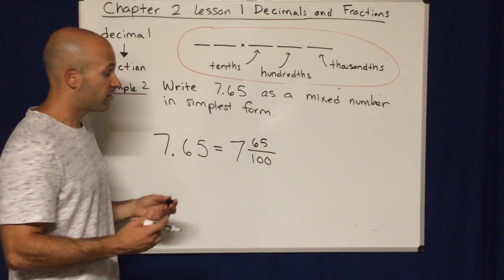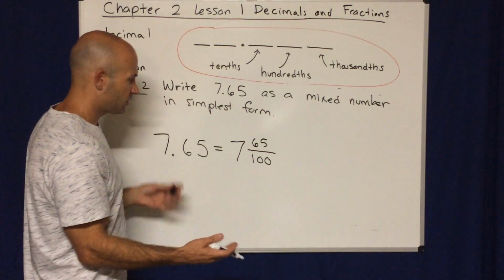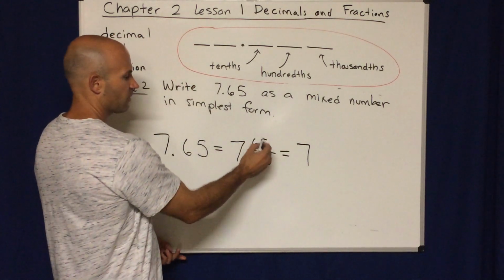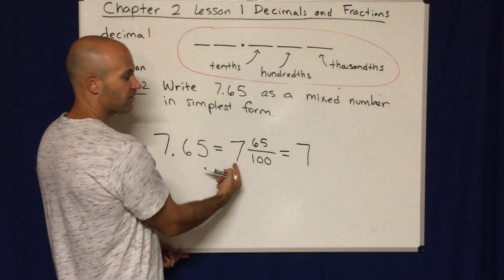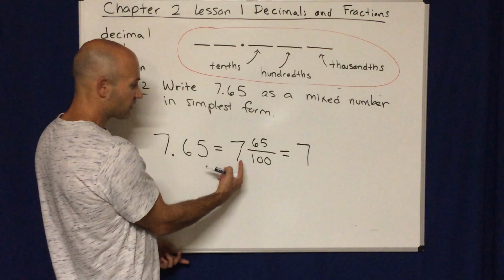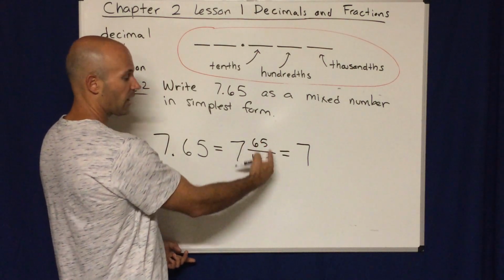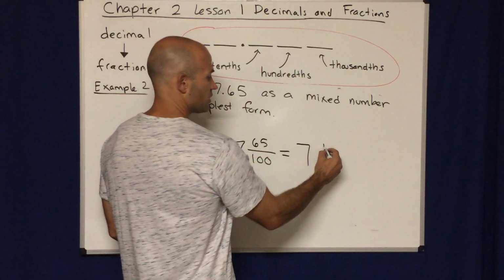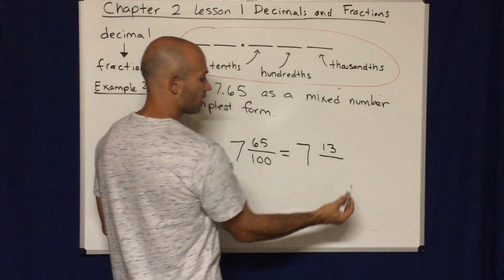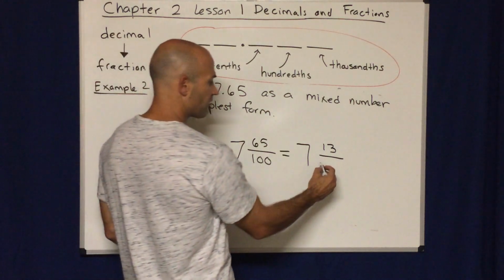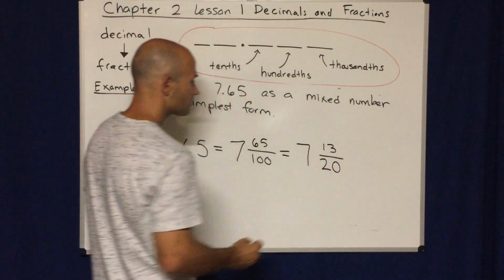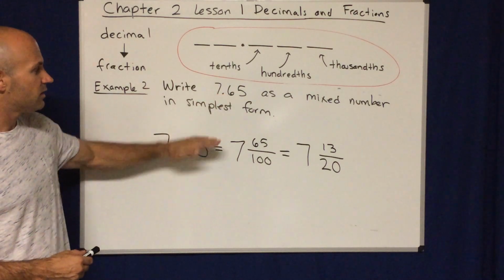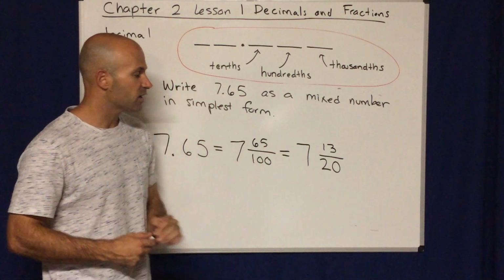Both those numbers are divisible by 5. If you weren't so fast to see that, no problem. Divide the numerator here by 5 and the denominator by 5. The 7 remains perfectly still. You don't divide the 7 by 5. You're just replacing this fraction with an equivalent one. 5 goes into 65 13 times. If you have to do a side calculation to see that, that's okay. 5 goes into 100 20 times. And we're all done. 7.65 as a mixed number in simplest form is 7 and 13 over 20.